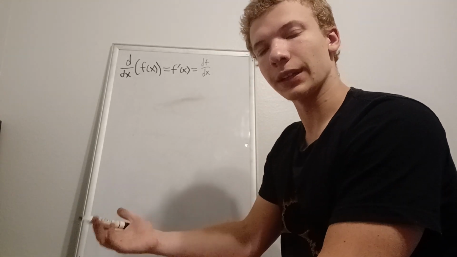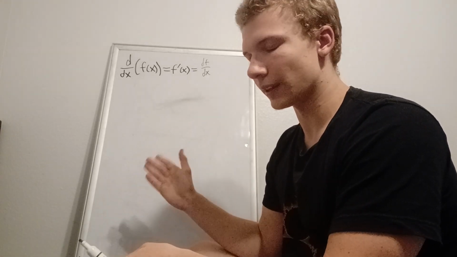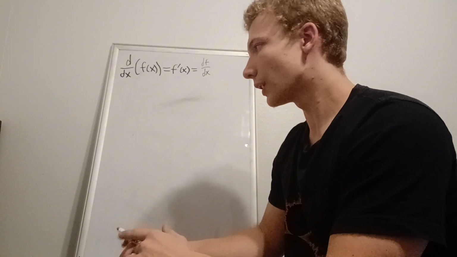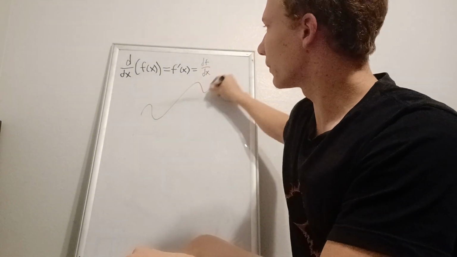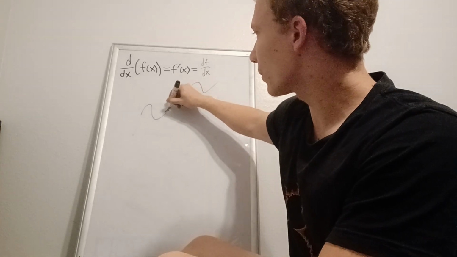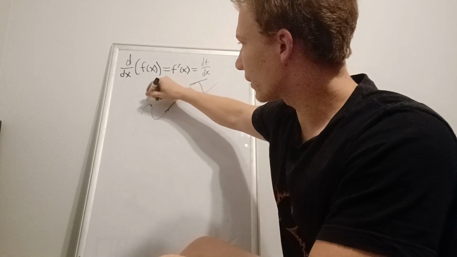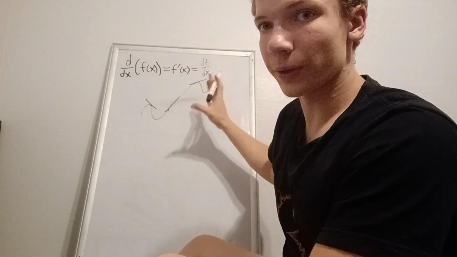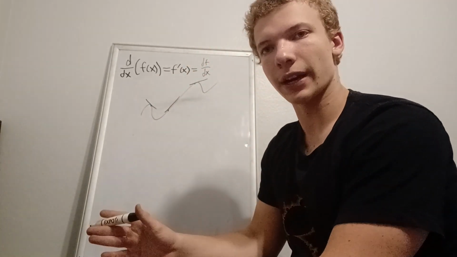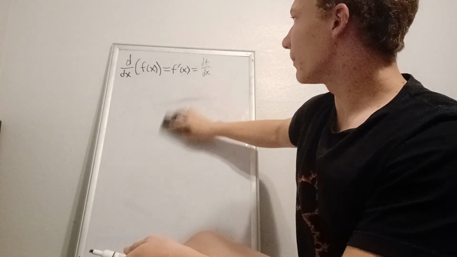A derivative is the slope of a function at any given point on that function. So you have a function, maybe it looks like that. The derivative will tell you at this x value, the slope looks like that. At this x value, it looks like that. And at this x value, it looks like that. And it works for any x value across the entire function.